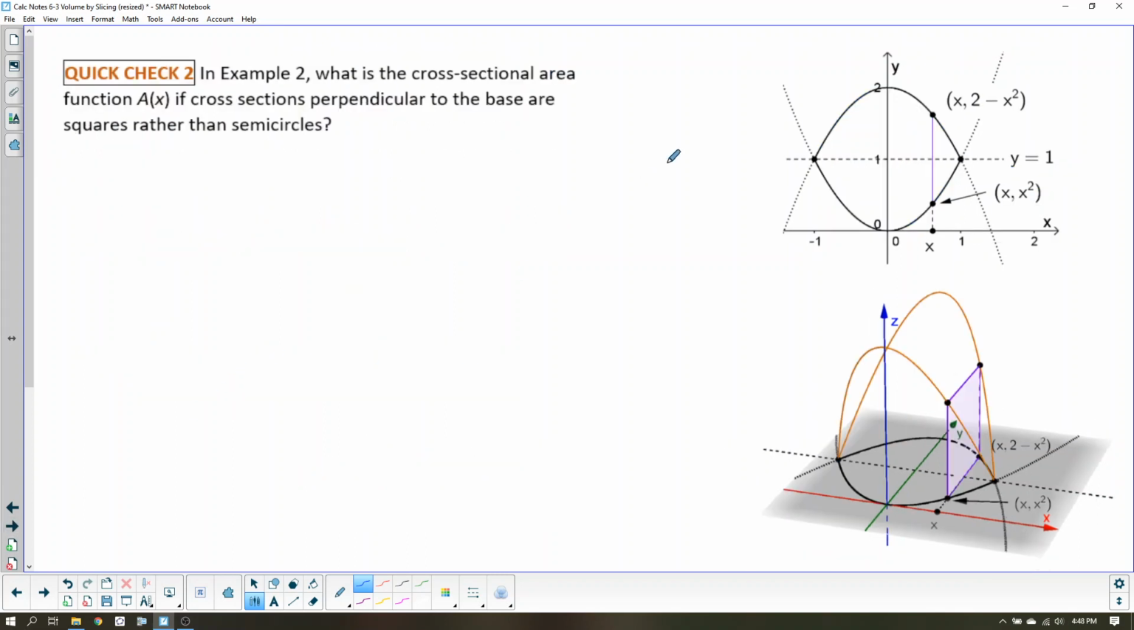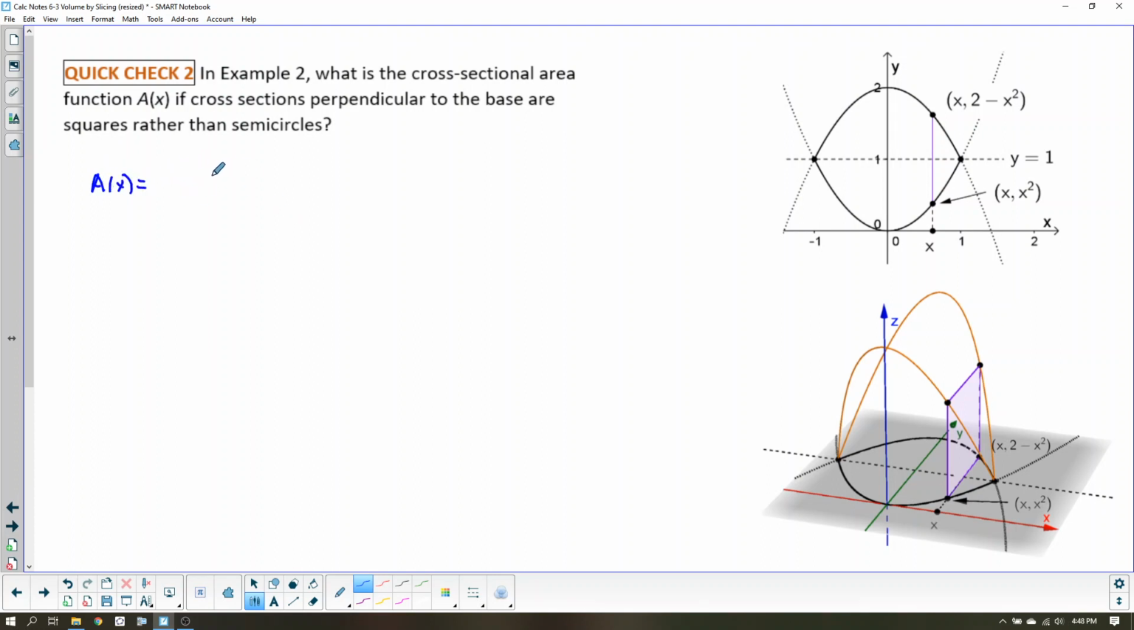All right, let's try one more of these. So this one was a quick check. So we're using the same exact region, but now instead of doing cross-sections that are semicircles, we're going to do cross-sections that are squares. So kind of a combination of the previous problem and the first problem. So let's generate the cross-sectional area.